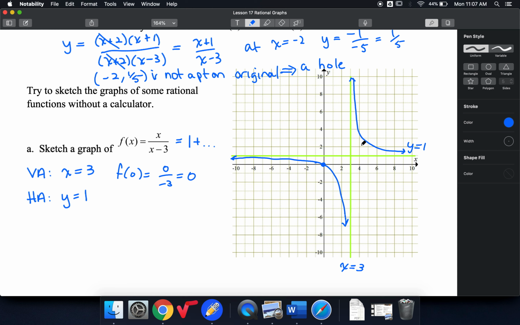If I wanted to be a bit more detailed, I could pick the number 4. And I know that when x is 4, my y value is also 4. So I could plot this more clearly and say I'm going through the point 4, but you don't need to do that. Your intercept needs to be clear, that we're going through 0, 0. Your asymptotes need to be clear and where the curves are, but everything else can just be your best estimate.